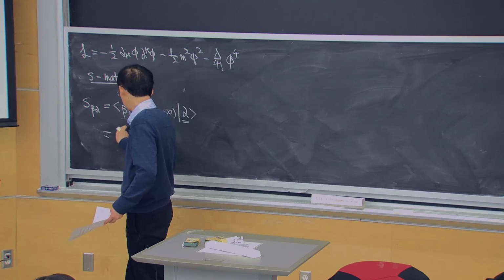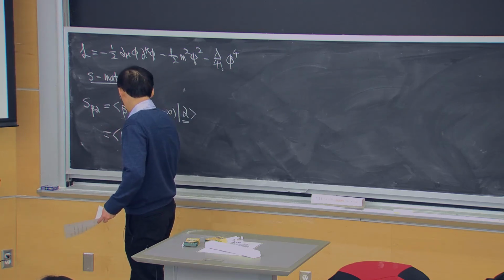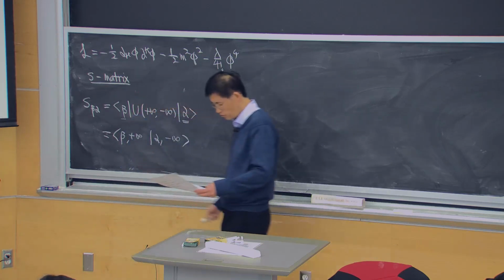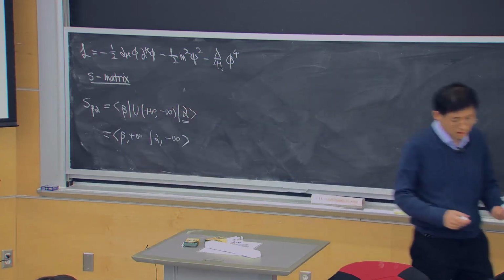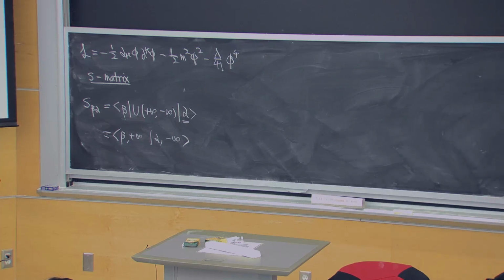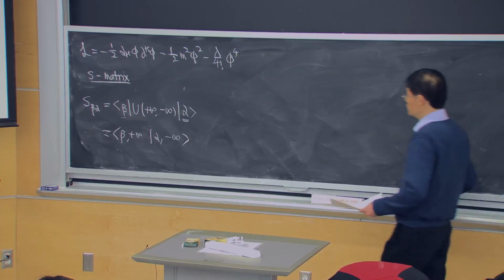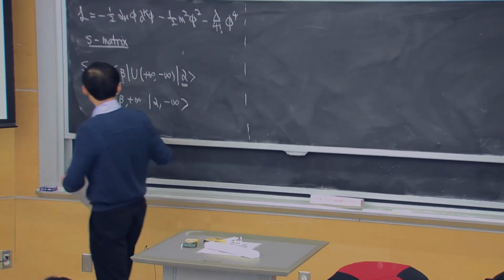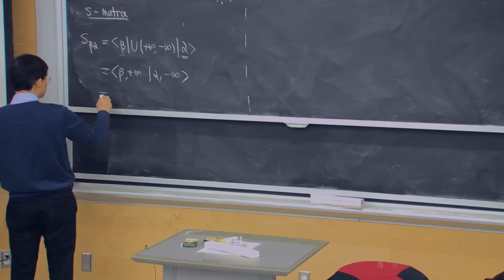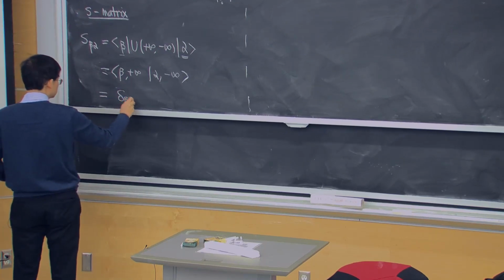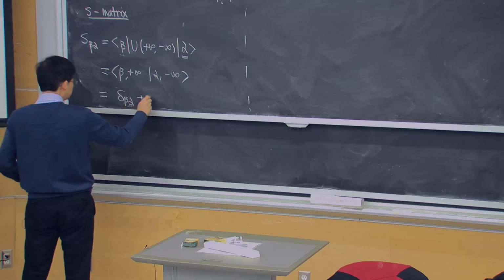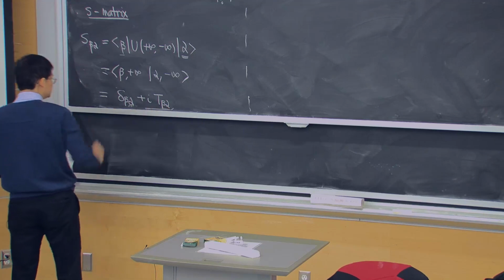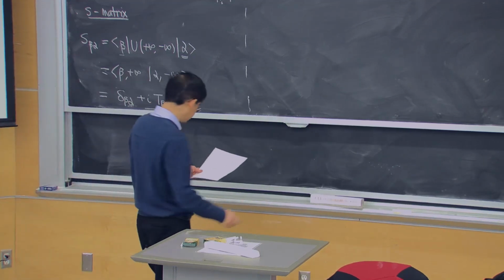You can also write it in terms of the Heisenberg picture, which is normally written in this form. It's often convenient to write this S alpha beta separated into an identity part, delta beta alpha, and then plus iT beta alpha. So this will capture the effect of the interactions.